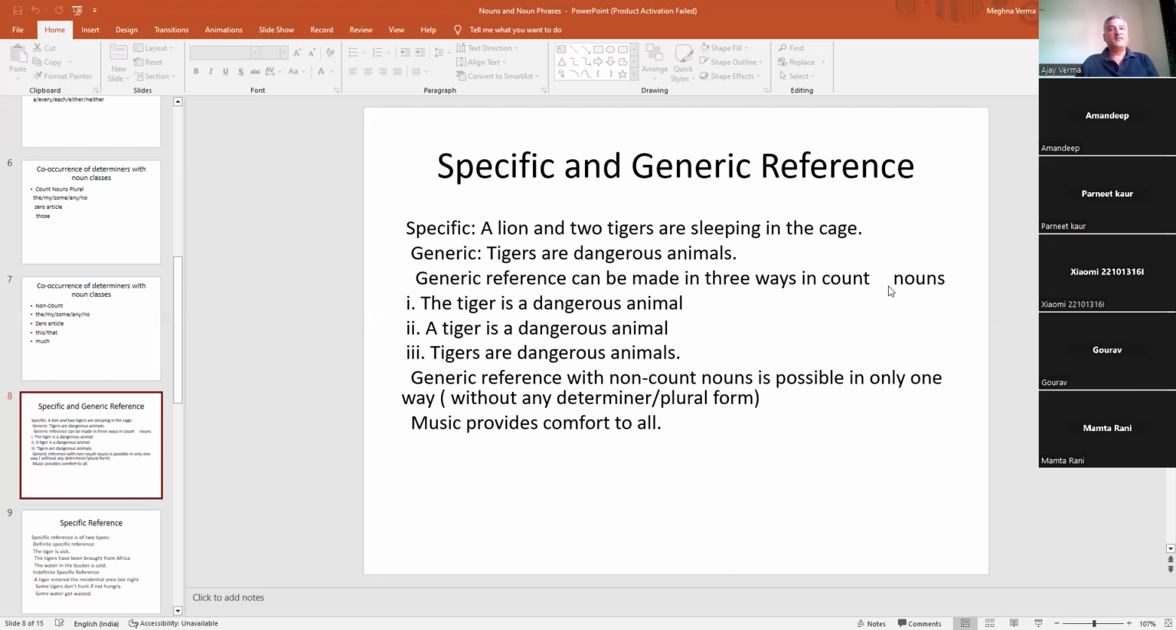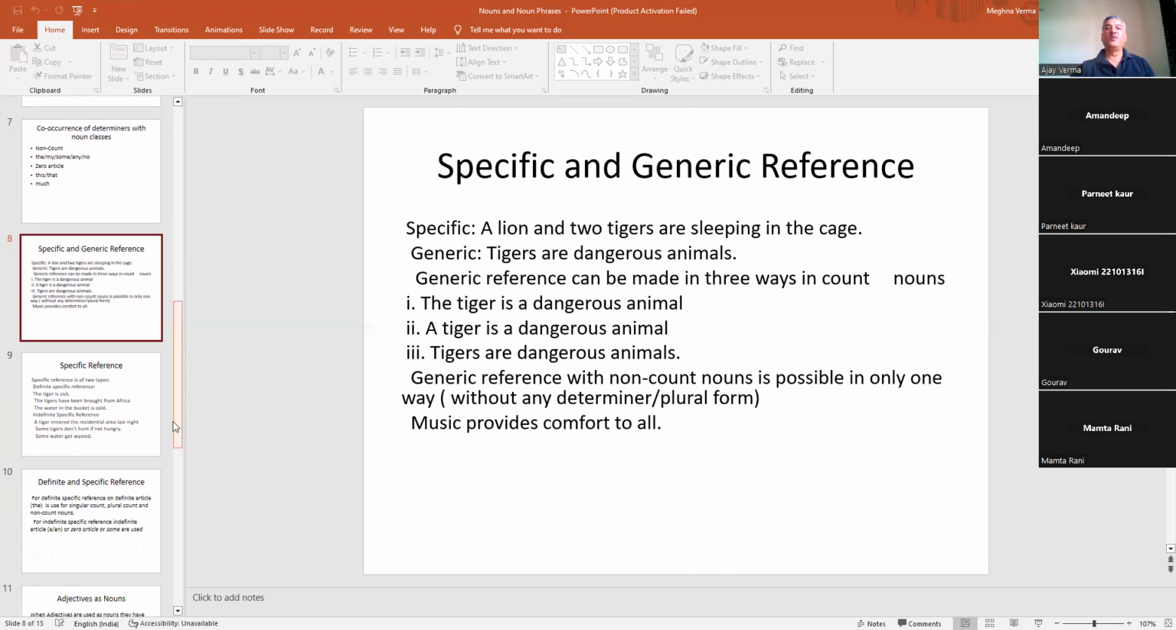So generic reference with non-count nouns is possible in only one way, without any determiner or plural form. When we come to non-count nouns, generic reference cannot be made with a, an, or the, or with a plural. The generic reference in the case of non-count nouns can be made only in one way, that is, using the non-count noun as it is.